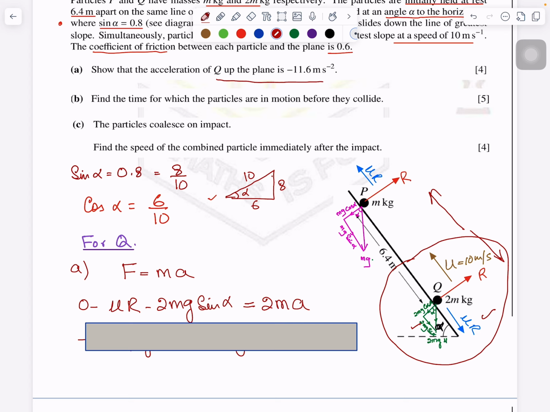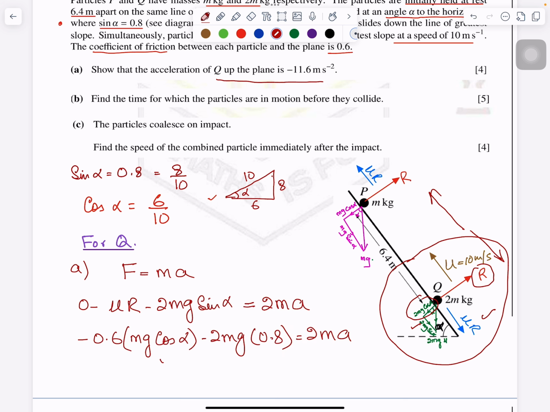Now you have to calculate what? R. R is perpendicular to the plane. Because there is no movement happening perpendicular to the plane, that's why R equals 2mg cos alpha. So in place of R, I will write mg cos alpha. Sorry, it is 2mg cos alpha, right? It will be 2mg cos alpha.